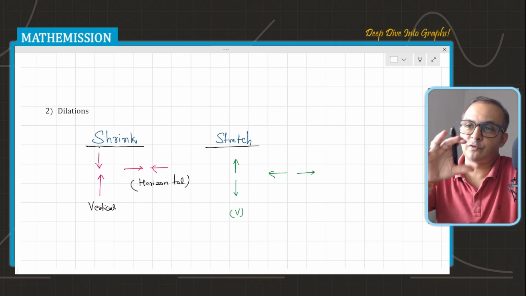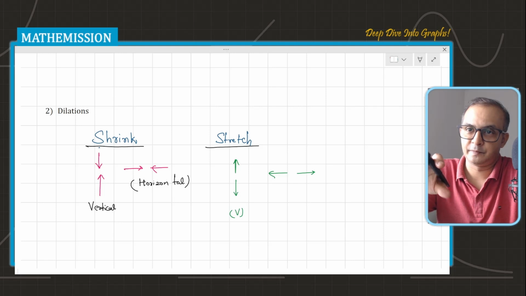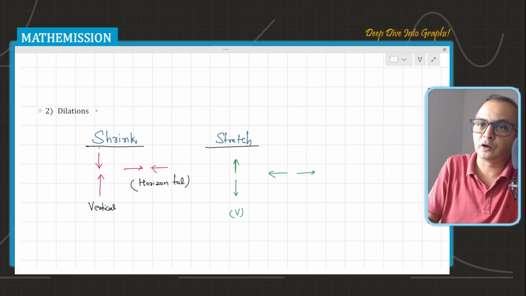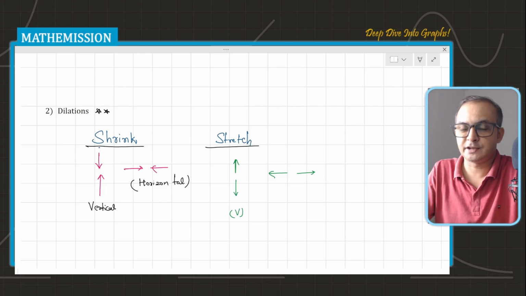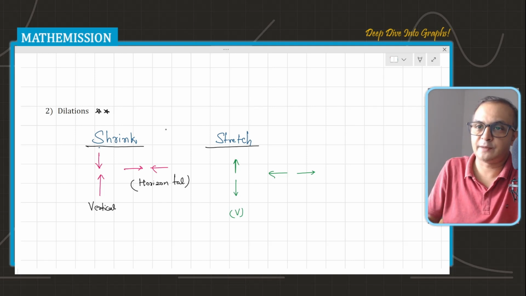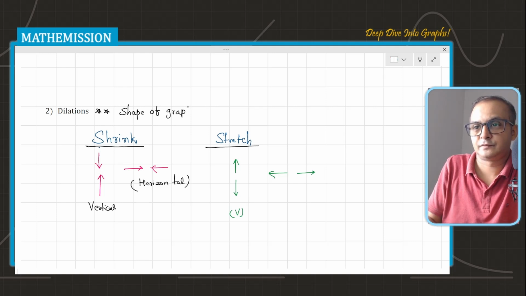So there are four kinds of dilations that can happen, and you can now observe, or you can also figure it out, that whenever the shrink and stretch happen, the graph will get deformed. It means the shape of the graph will change.